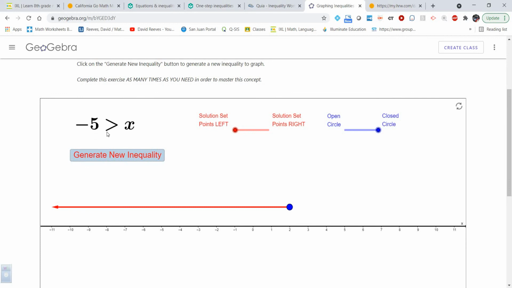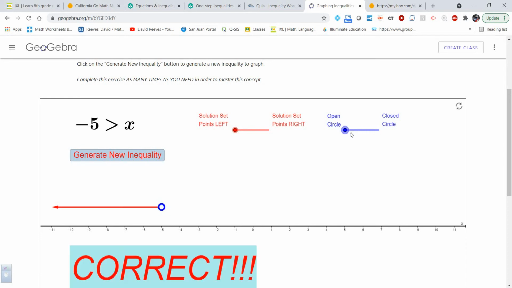It says -5 is greater than x. So let me go ahead and move this to -5. So I've got that number there. Notice there is no equals, so I'm going to go ahead and make this an open circle. All right, and notice, even though that's a greater than symbol, it goes to the left. Because what does this say? It doesn't say x is greater than -5. If it said x is greater than -5, it would go to the right. It says -5 is greater than x.